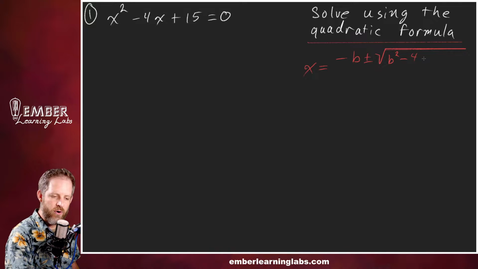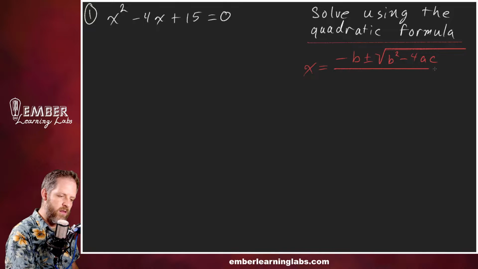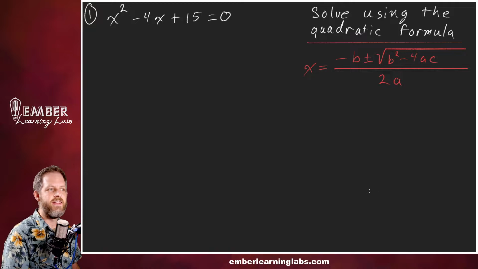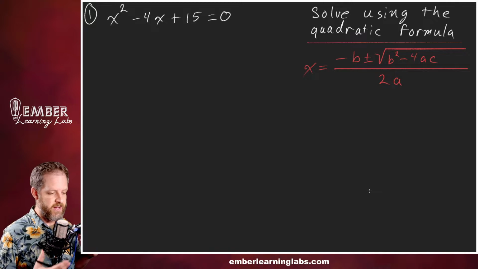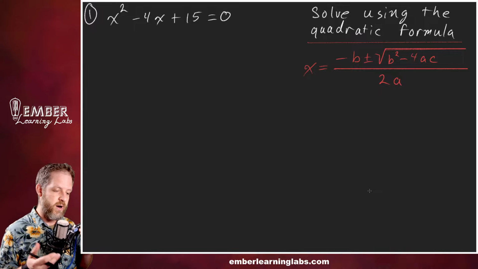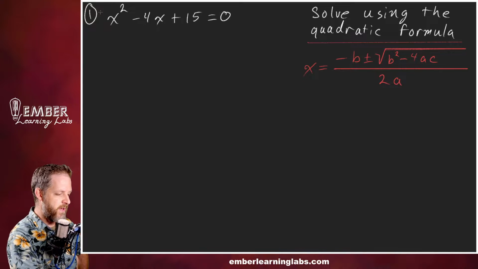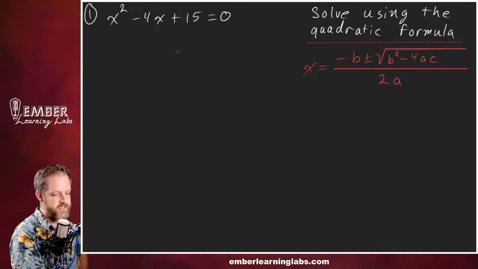The square root of b squared minus 4ac, all over 2a. So that is the formula, right? So remember from the lessons that we've been doing on quadratics, the one in front of the x squared term is a, and then this is b, and then this is c.